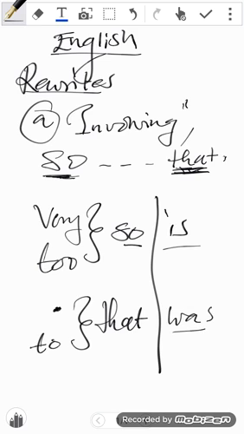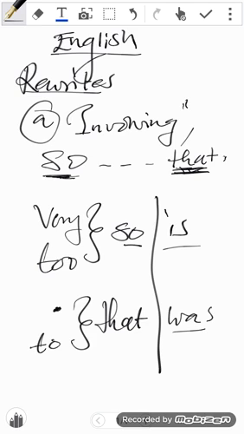Is talks about the present. She is my wife. Now, this sentence, she is my wife, talks of the present. But if I say she was my wife, it talks about the past.